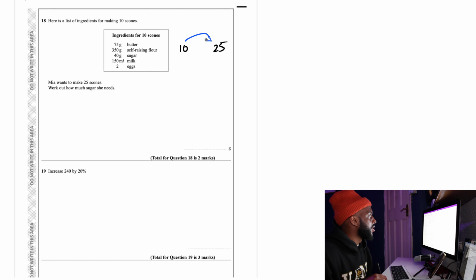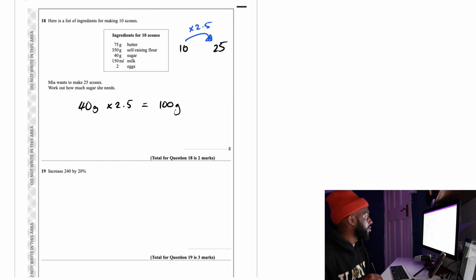scale factor, I guess, you can see that we need 2.5 times the ingredients we have, because 10 times 2.5 gives us 25. So we need to work out how much sugar she needs. Again, that's going to be 2.5 more than what we have here. So there we got 40 grams. We're going to times that by 2.5, and that's going to give us 100 grams. And that's the answer.